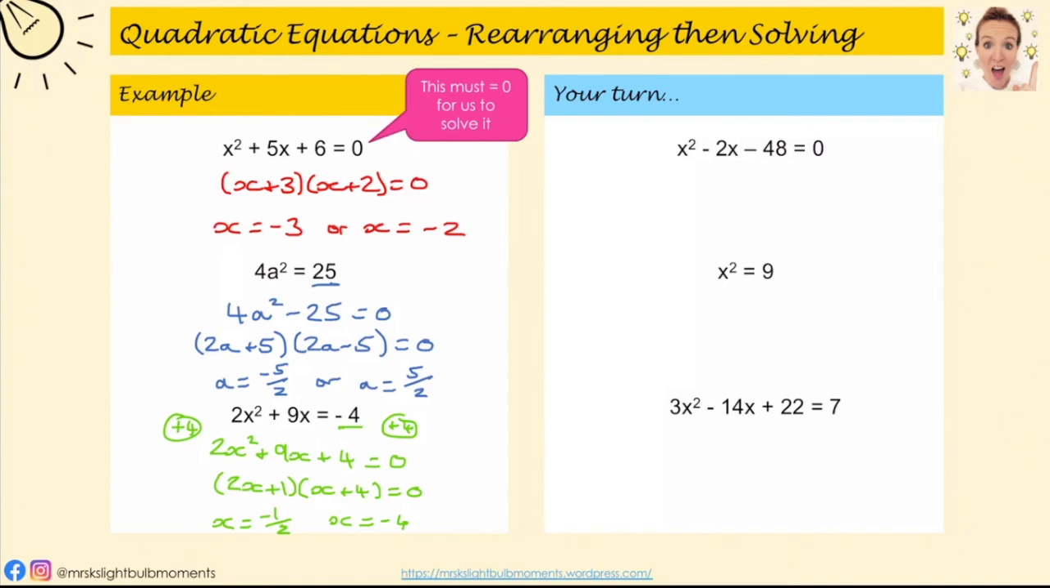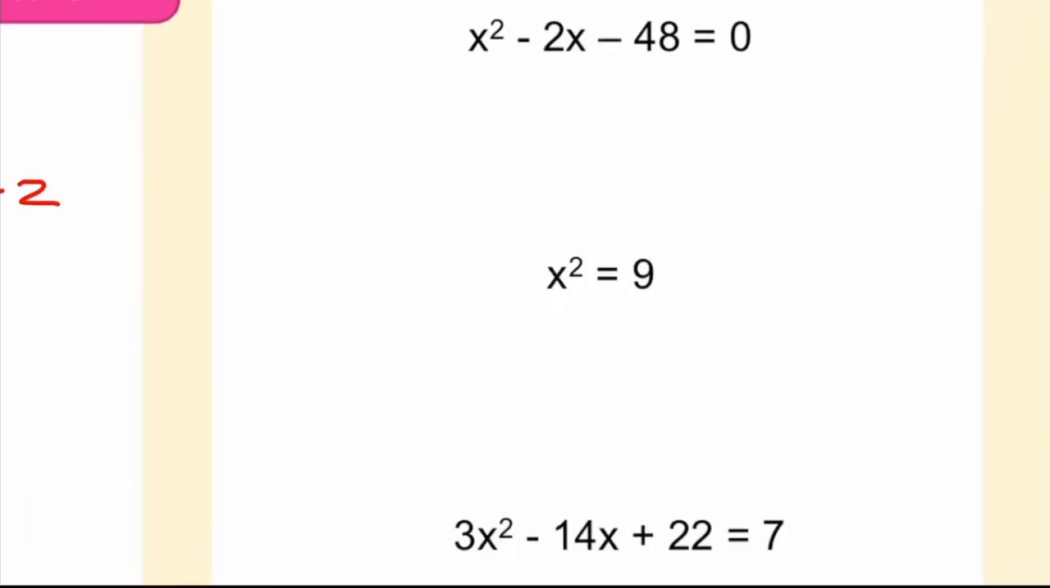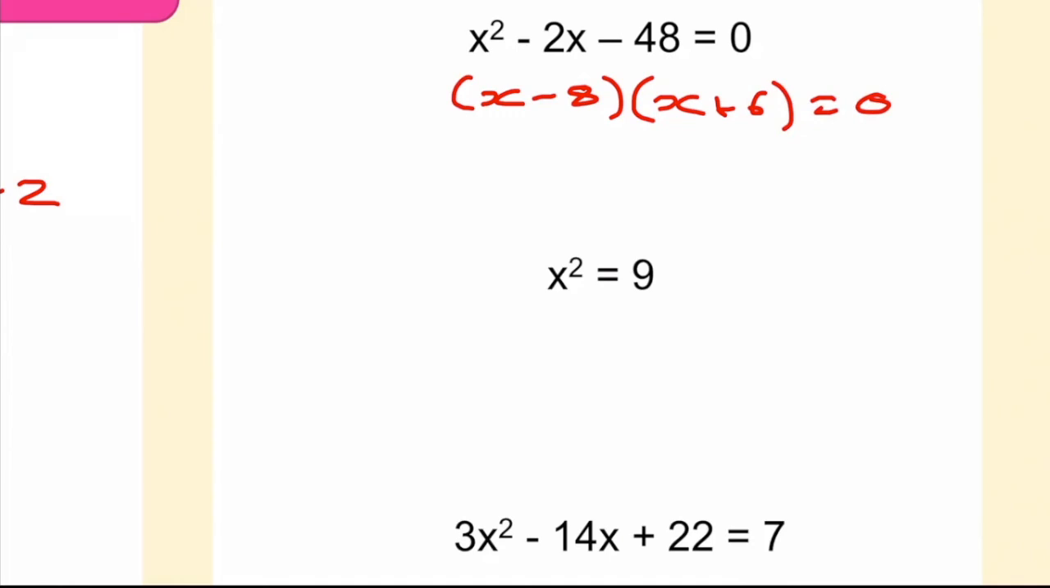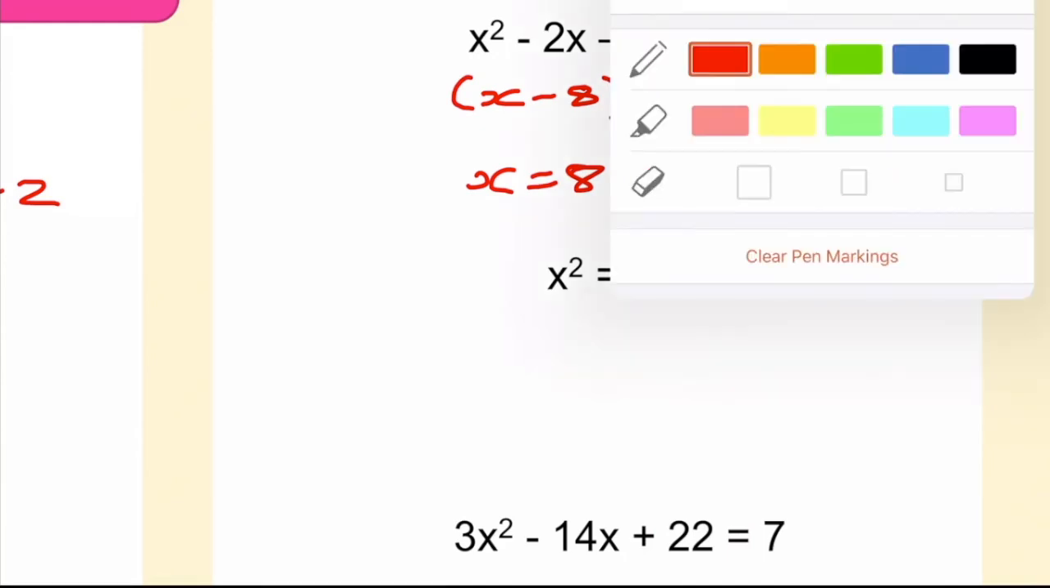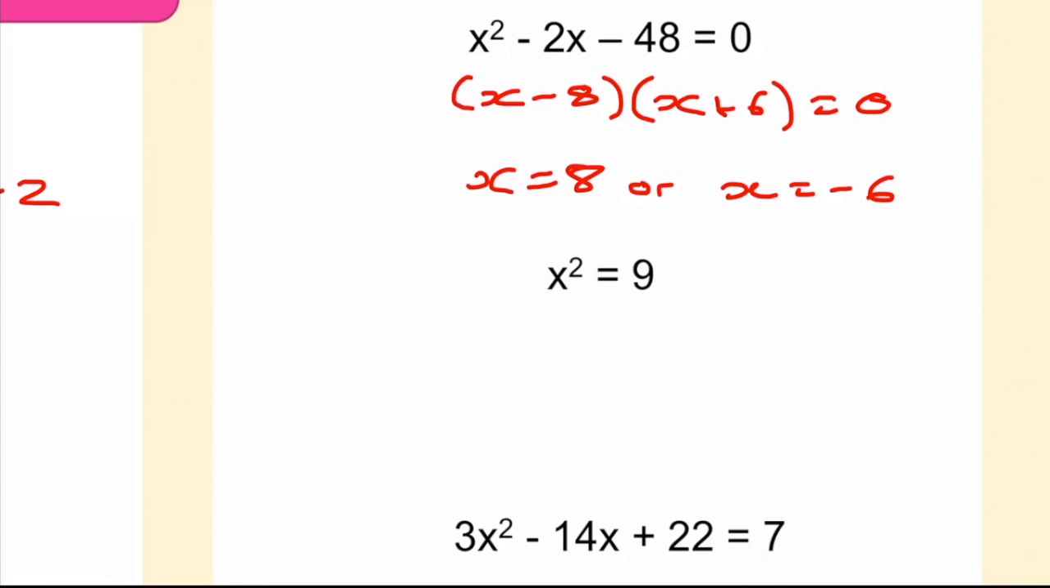Right, let's go through them together. So this first one, when we factorise it, we get x minus 8 and x plus 6 equals 0. Change the signs, that means x equals 8 or x equals minus 6. All right? The next one, if we can spot, that's difference of two squares if we rearrange it.